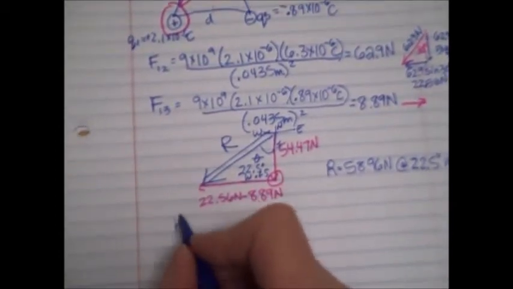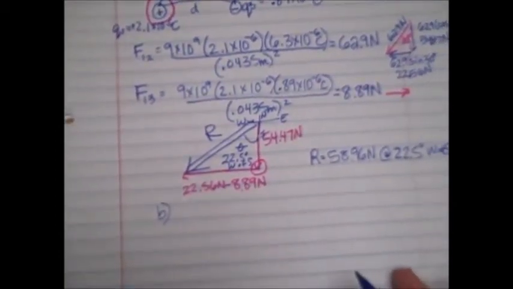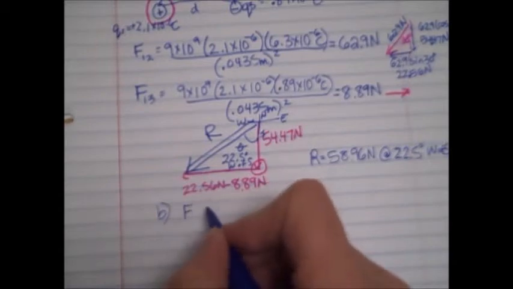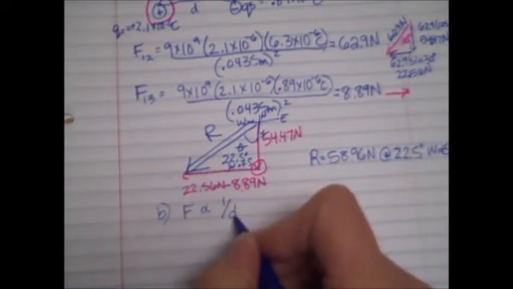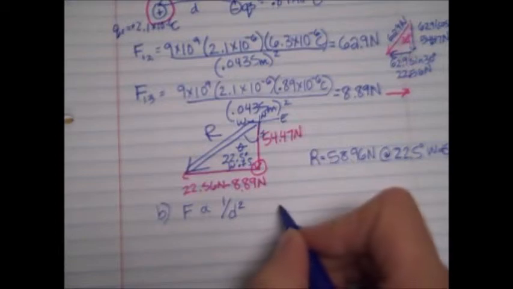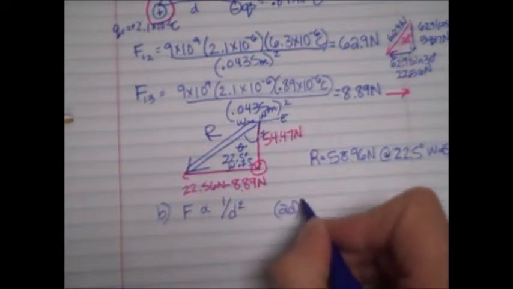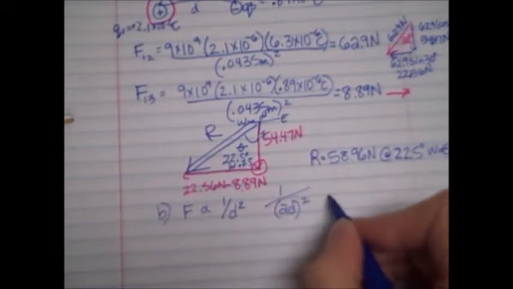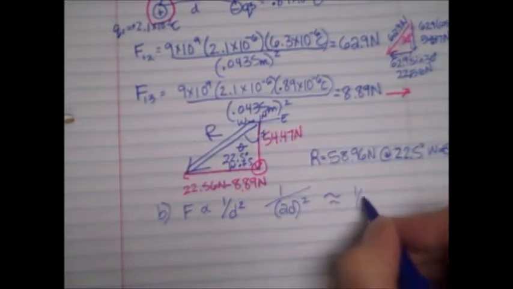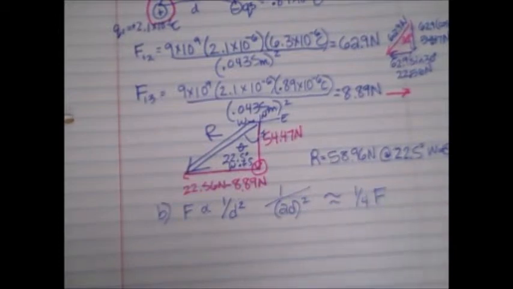Then part B asks what happens if you doubled the distance. Since force is proportional to 1 over the distance squared, as you double the distance and then square it, that gives you 1/4 of the force value.